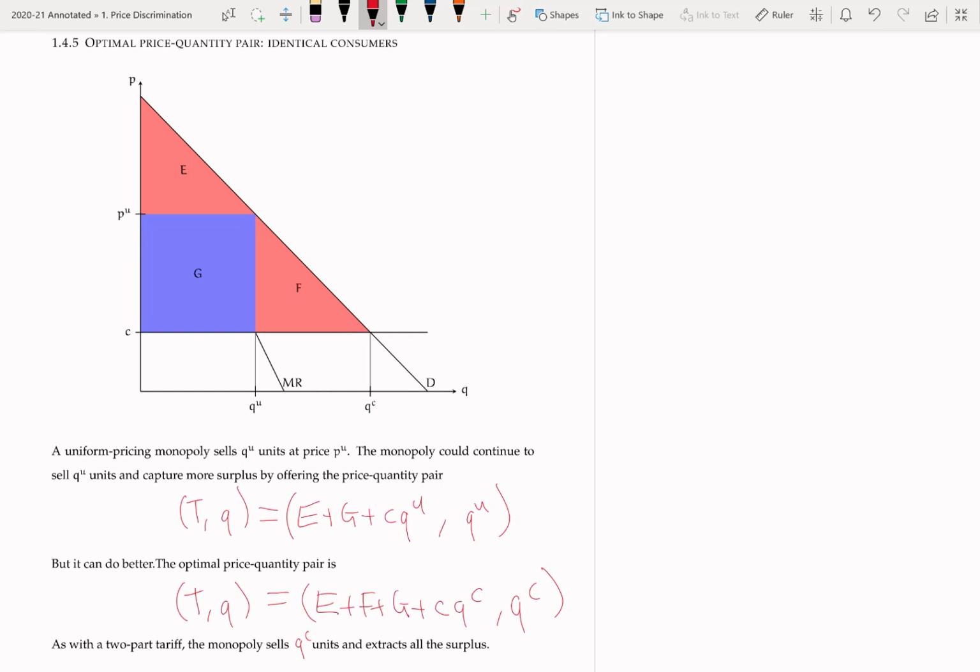Now, when there are different types of consumers, it does matter whether we're using two-part tariffs or a price quantity pair. And it turns out the price quantity pair is better because it's more restrictive. They have more control over the quantity the consumer can buy, and so they can get a higher profit. So next, we'll look at the optimal price quantity pairs to offer when there are two types of consumers.